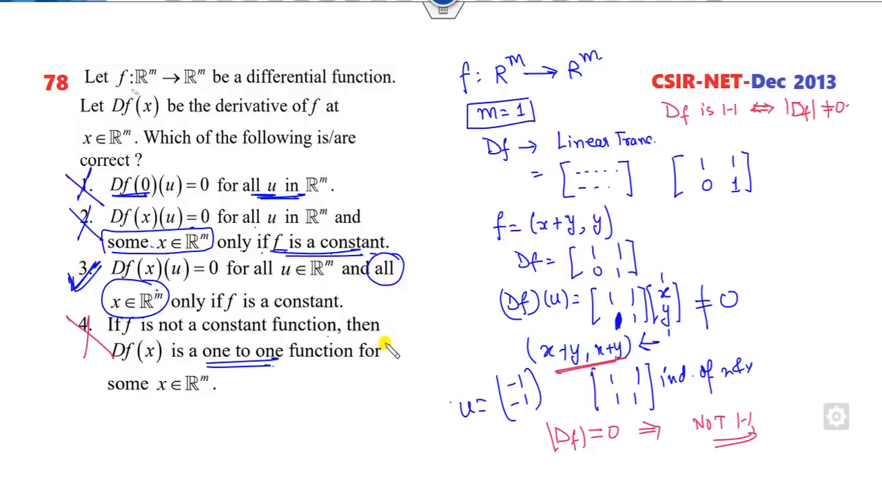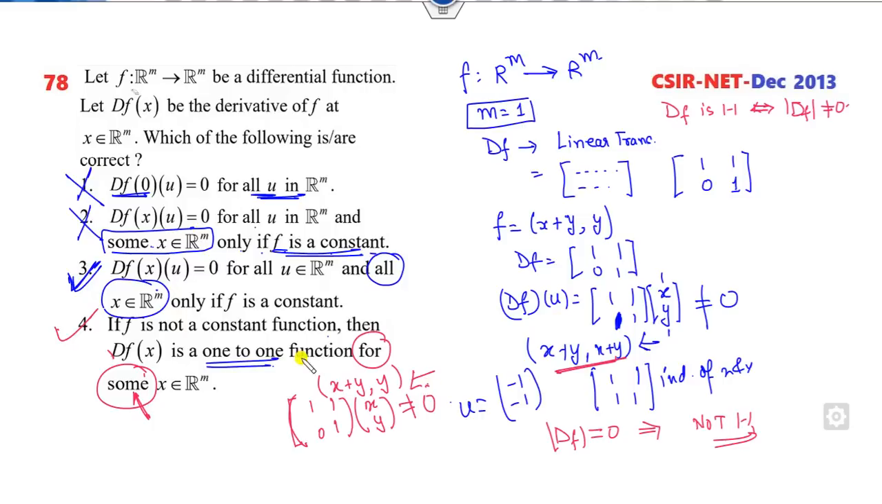Now this is for some. No, it is not for all. It is for only some. So it may happen that if I consider this example, x plus y and y here, then we may get some x and y which will be non-zero, because for some x. So I can consider this, and this is again a non-constant function. So yes, this is the right answer. If he said for all, then it is not a right answer.